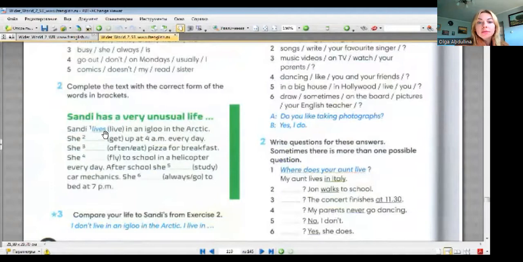Отже, Sandy lives in an igloo in the Arctic. She, then we have get, but we remember that for he, she, it, we add letter S. Ми додаємо літеру S. So she gets up at 4 a.m. every day. Так само, поставте зараз відео на паузу та виконайте завдання.